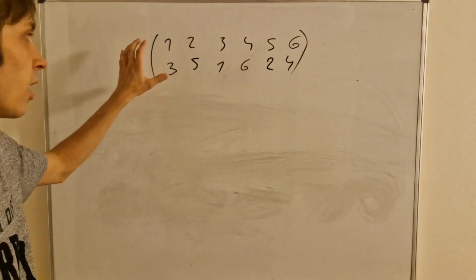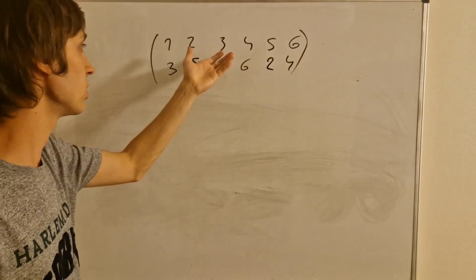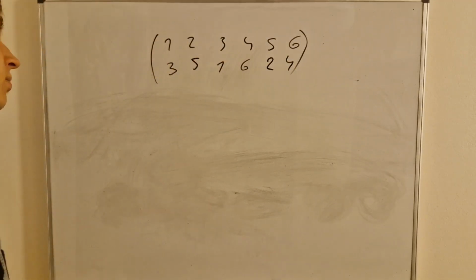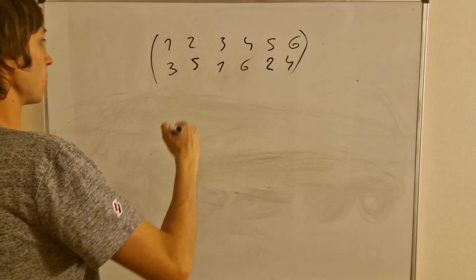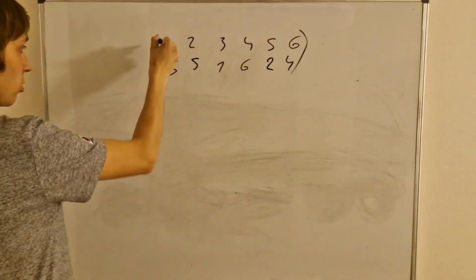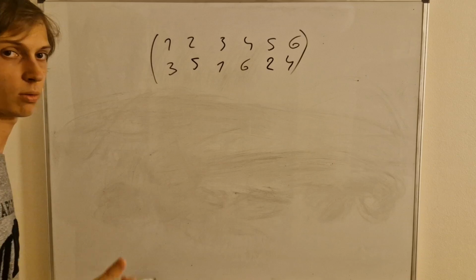Well, basically we have an input set. Here we see a finite discrete set of numbers, and then there are outputs. In the first row we have inputs, in the second row we have outputs. 1 goes to 3, 2 goes to 5, 3 goes to 1, and so on.